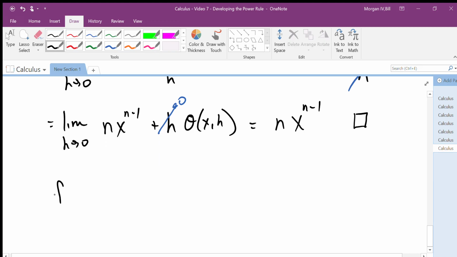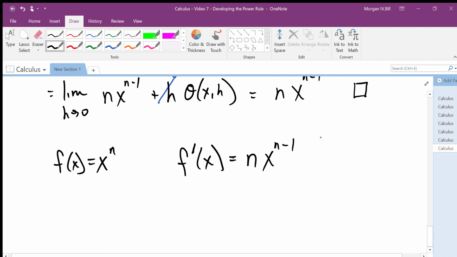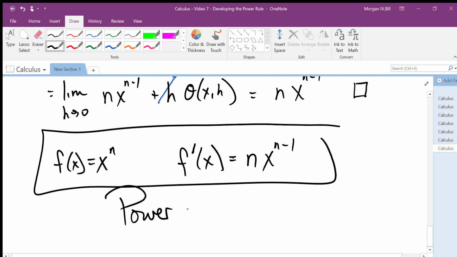So what we know is for our original function, f of x is equal to x to the n, the derivative f prime of x is equal to n times x to the n minus 1. And that is called the power rule. We have developed the power rule that is going to make our life in calculus much easier, or at least easier for a while. And then what it really does is it opens up a lot more functions that we can take the derivative of, allows us to do more complicated things.